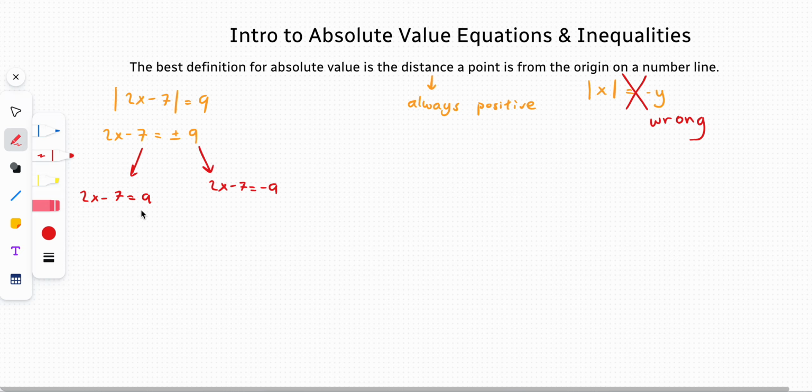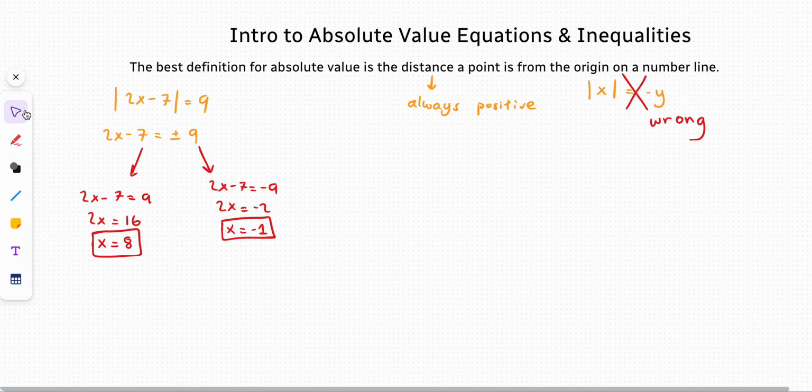All right. So we're going to isolate our variable, and we're going to move the constant negative 7 to the right side. So we're going to add 7 on both sides, and we get positive 16. We can divide 16 by 2 so that we get one of our answers as being 8. Similarly, we're going to isolate our x, so we're going to add 7 on both sides, so it's going to be a negative 2 value, and we divide both sides by 2, so x is going to equal negative 1. And that's going to be our two answers.